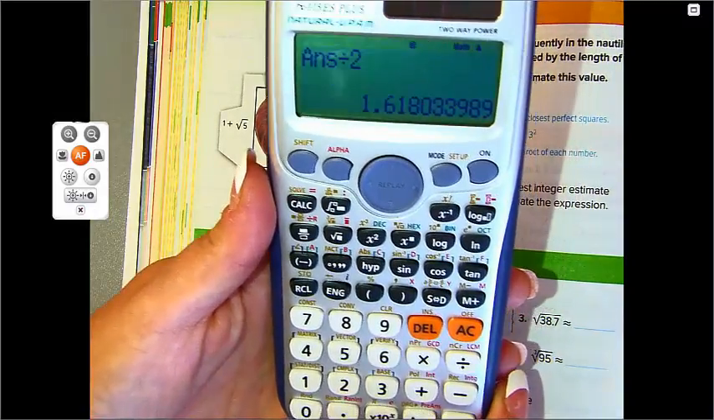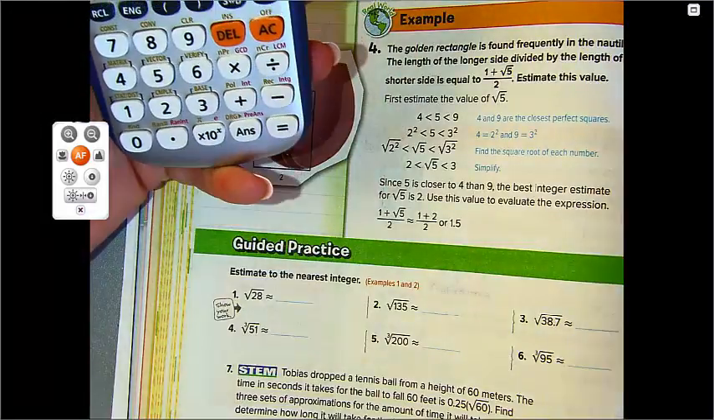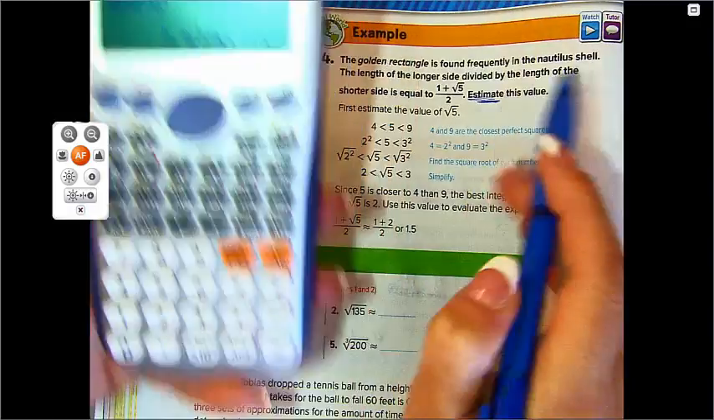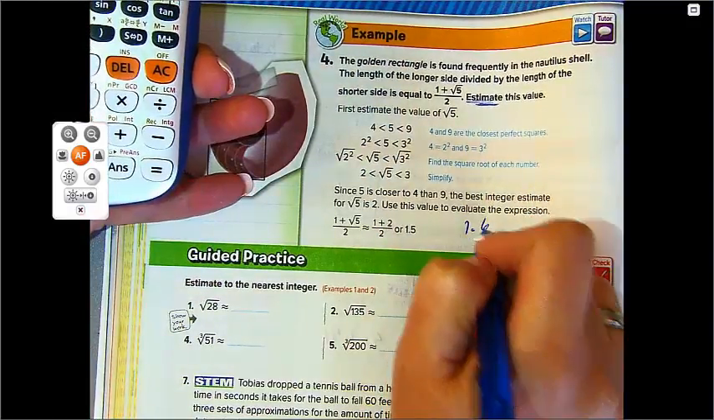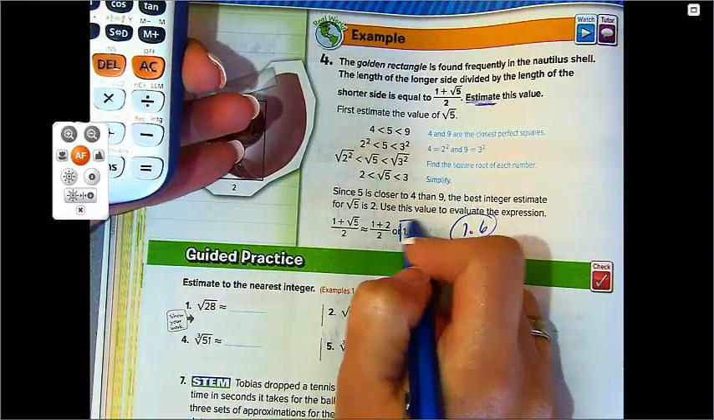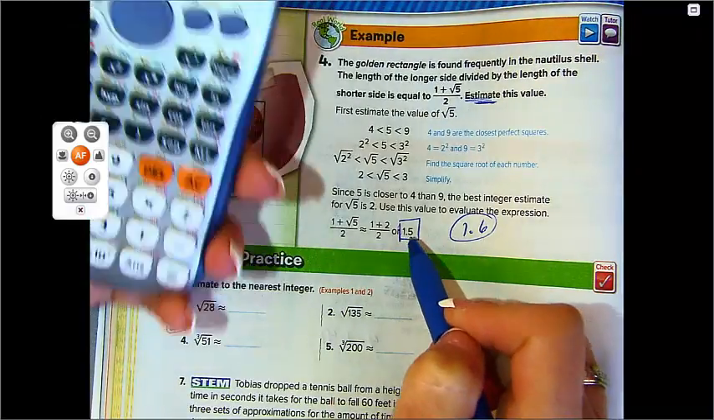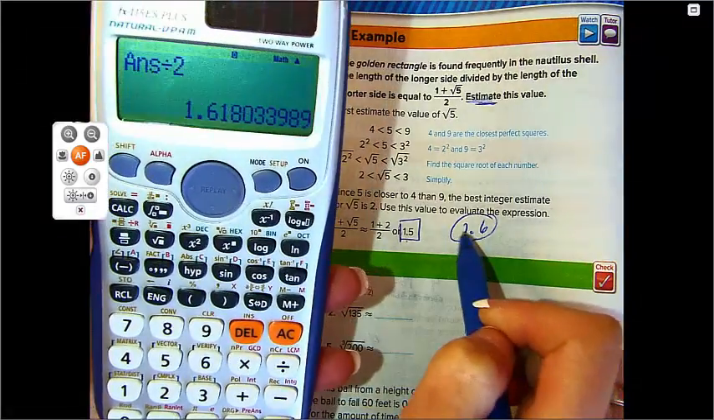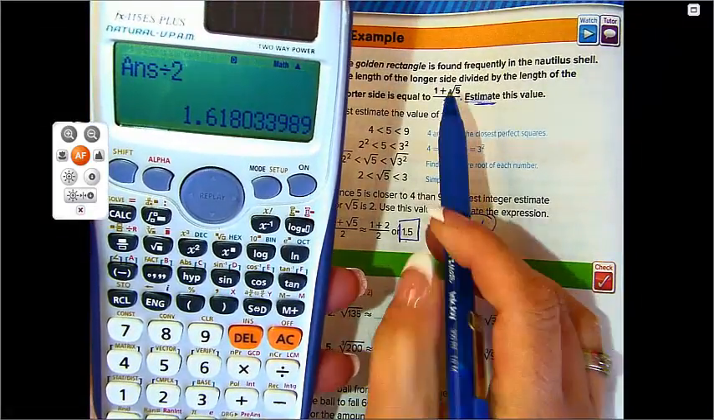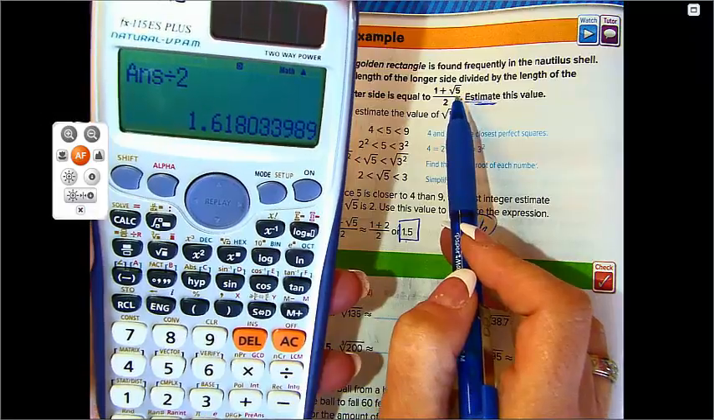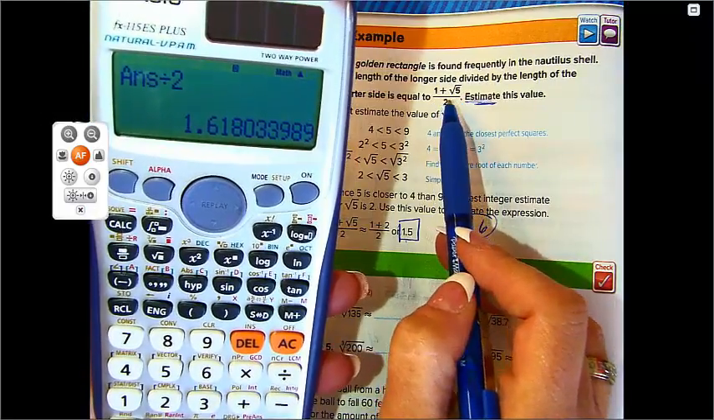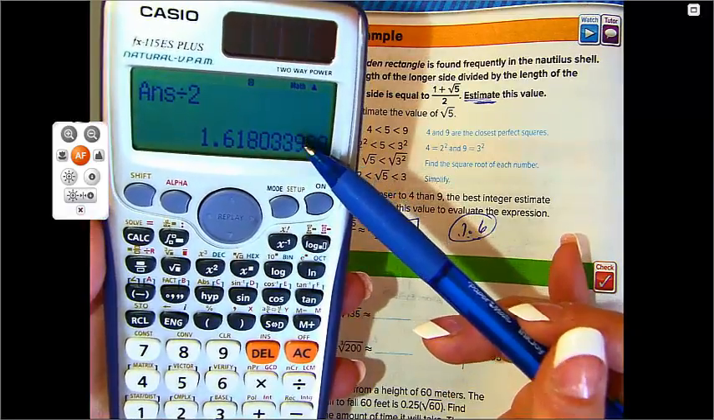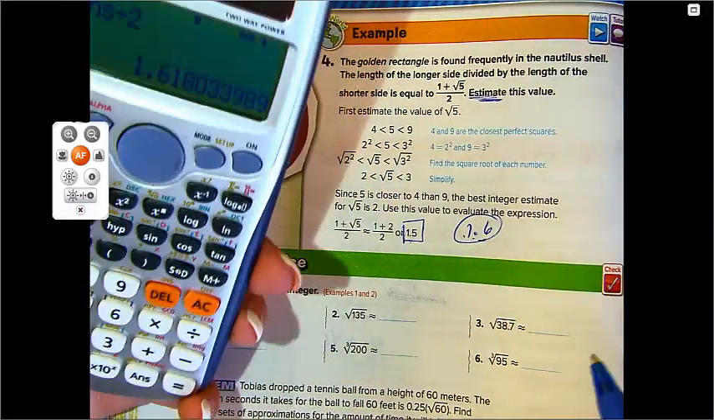1.618033989. I'm going to round that to the nearest tenth because it says to estimate the value, which means I don't want an exact answer. So that would be 1.6. I know the book has 1.5, but because we did it on a calculator, our answer is more precise. So the answer that you should have is 1.6, because if I take the square root of 5 plus 1 divided by 2, I get this answer. And if I round that to the nearest tenth, my answer is 1.6.